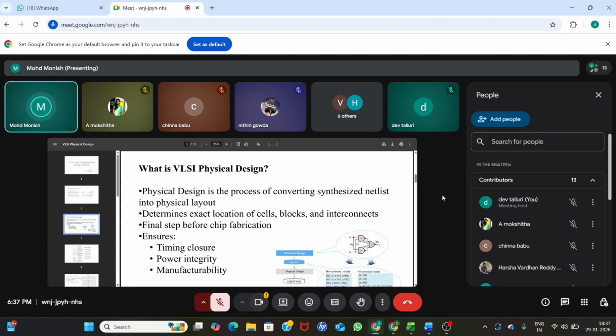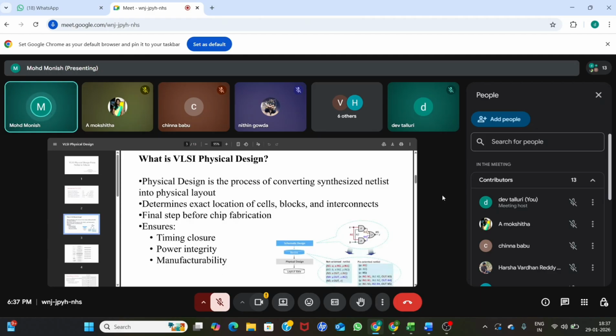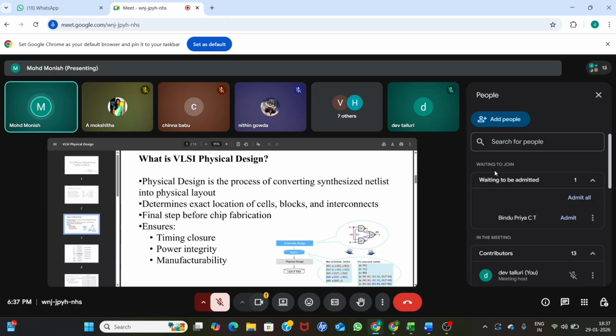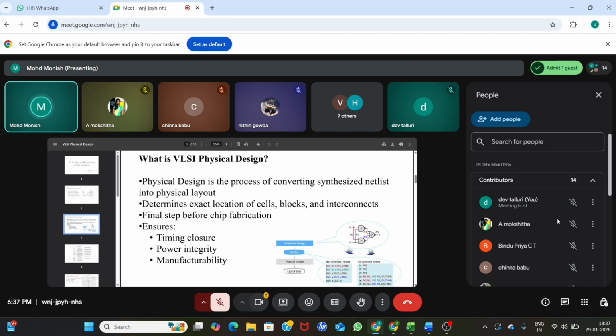Looking at the diagram, the schematic design shows the logical connection of the gates, like NAND gate and OR gate. The netlist acts as intermediate data. We have the net-oriented netlist, which lists the components on each net, and the pin-oriented netlist, which lists wires connected to specific component pins. So what is a netlist? A netlist is a list of logic gates and their connections, which is generated after synthesis.